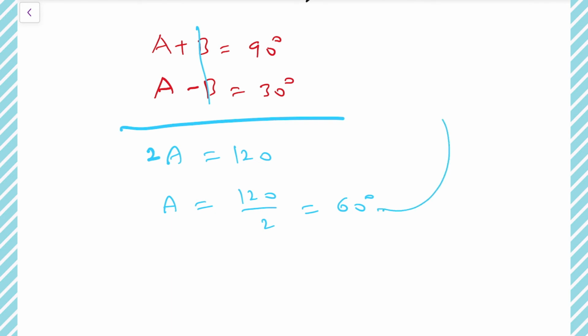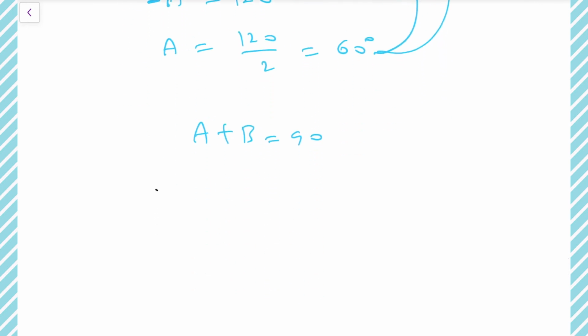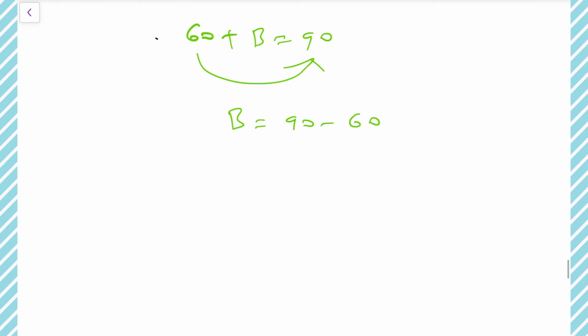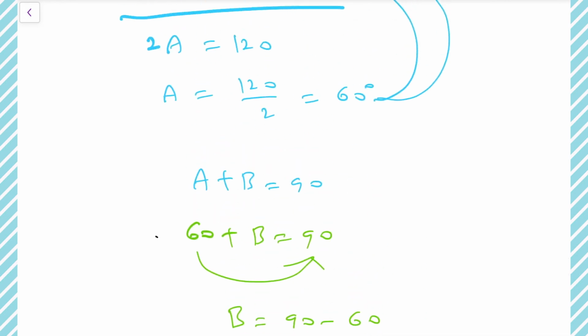This a value we can substitute either in the first equation or in the second equation, then we will get the b value. I am taking the first equation, that is a plus b is equal to 90 degrees. This a I am replacing with 60, plus b equals 90. Take 60 to the right side, then b equals 90 minus 60. B value is 30 degrees and here a value we got as 60 degrees.